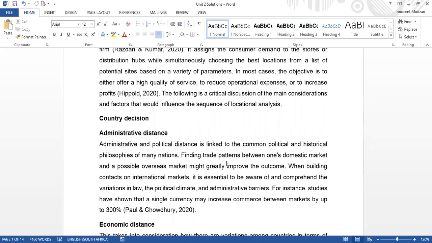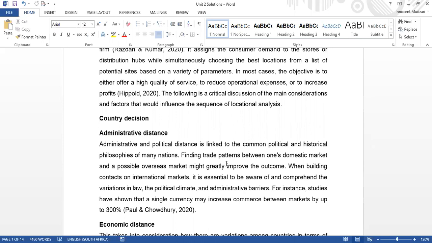Administrative and political distance is linked to the common political and historical philosophies of many nations. Finding trade patterns between one's domestic market and a possible overseas market might greatly improve the outcome.